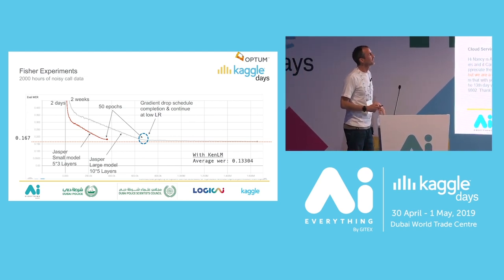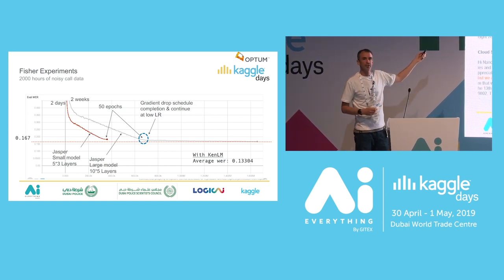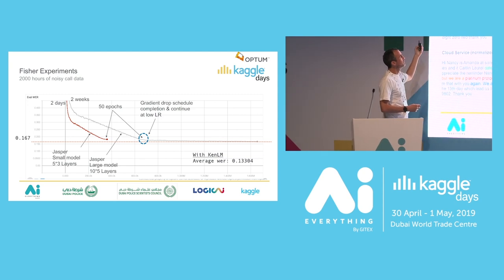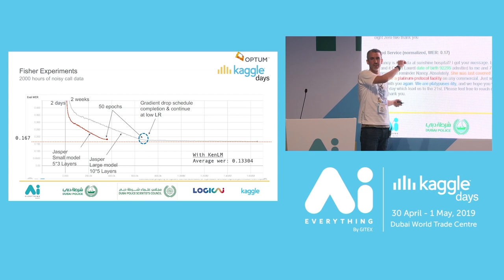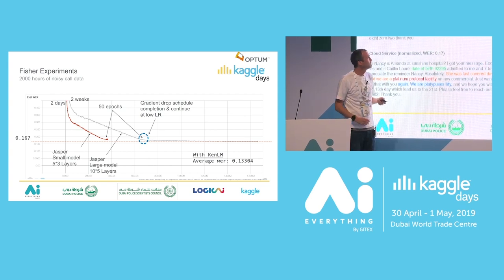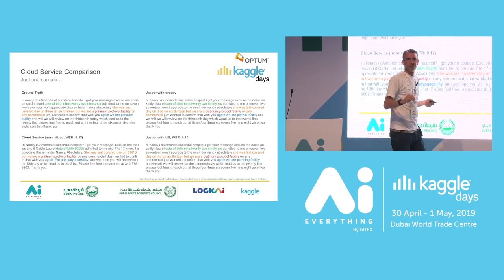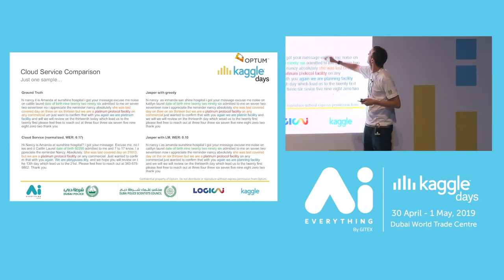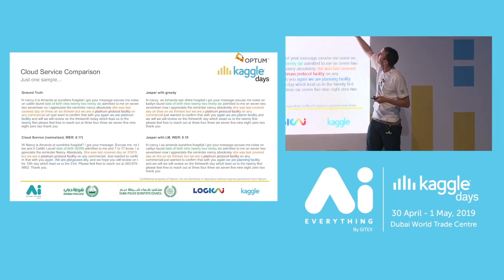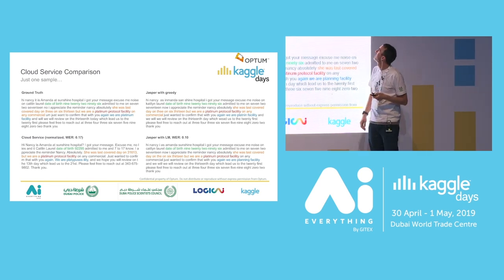This is some of the results. I hope you can read it. This was the ground truth. This was Jasper with the greedy decoding, so just taking the maximum character all the way along. You can see there are some spelling mistakes, but just taking the neural net results, which is purely taking the max character, it does pretty well. Like, "I got your message, excuse me. Date of birth, 9/22/96."